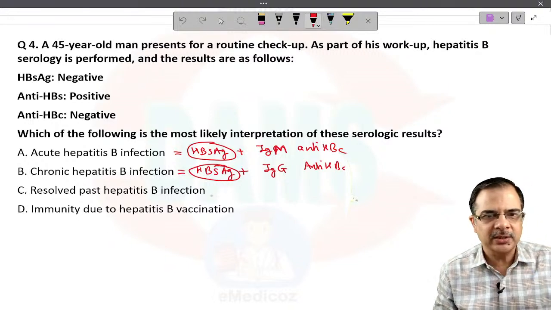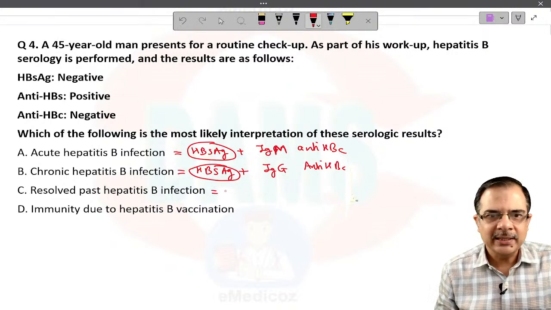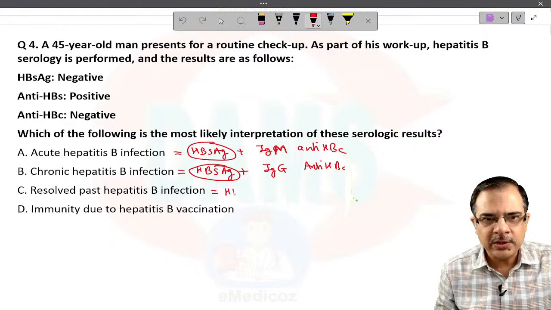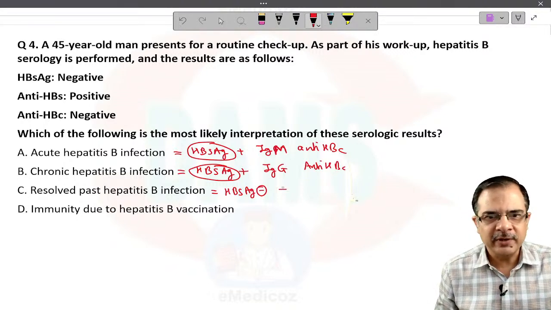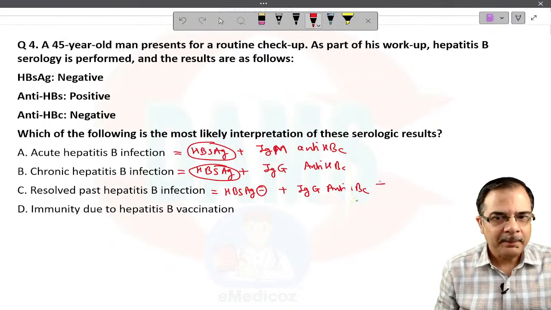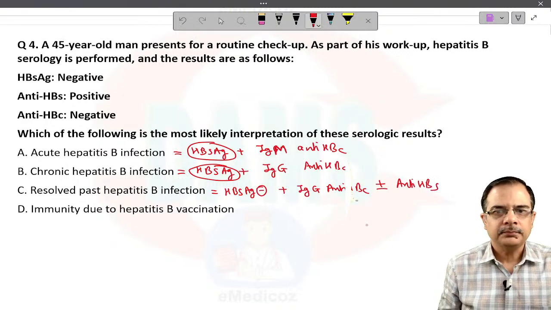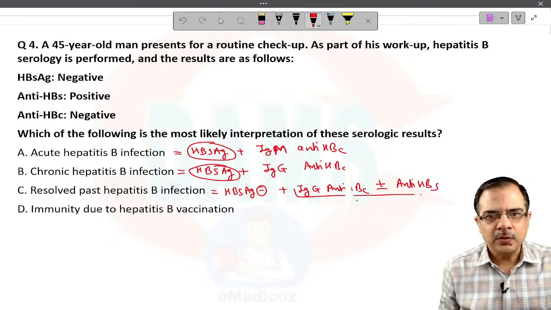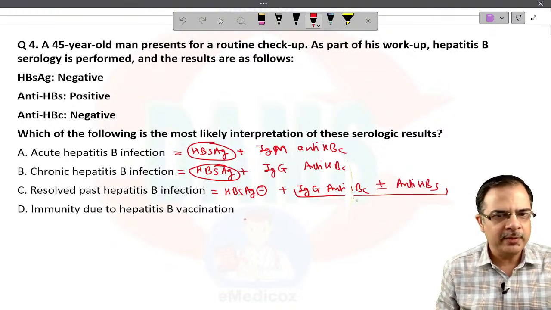Now resolved past hepatitis B infection. In resolved, that means the virus is gone out of the body. So it will be an HBs antigen negative condition. And evidence of a past natural infection will be represented by IgG anti-HBc, mandatory. And plus minus, there can be anti-HBs also. So this parameter goes in favor of a resolved past infection, means infection has occurred in the remote past.